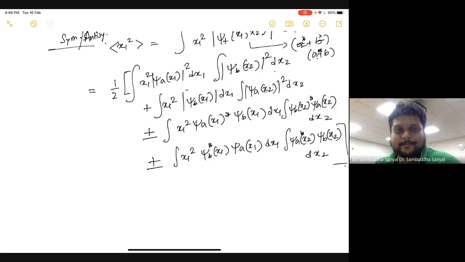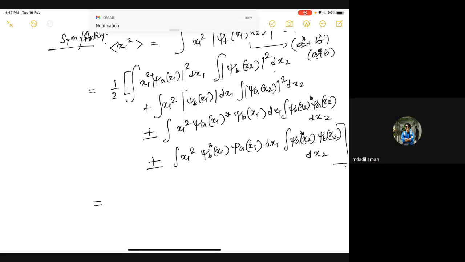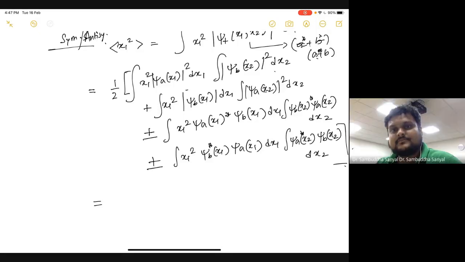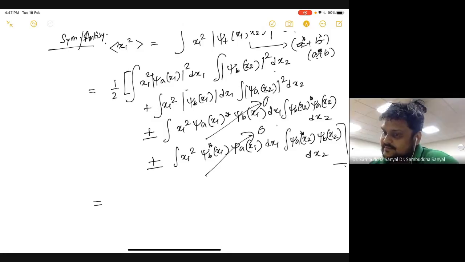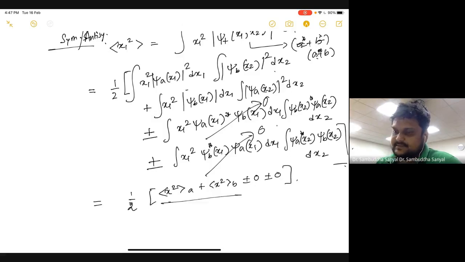So can you tell me what will happen to each of these terms in the integral? The cross term will go to 0. Why? Psi A and psi B are basically two different states, right? So they would be orthogonal. Good. So the cross term should go to 0. So then you are left with just this much.